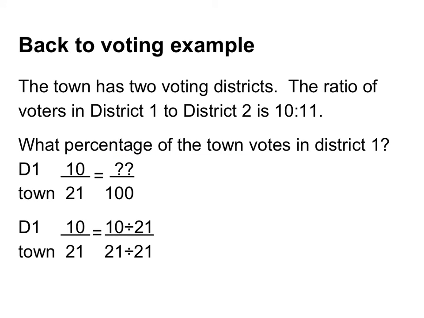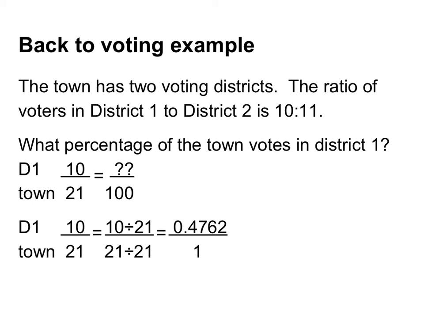So here's what I do. I start with my 10 over 21, and I divide the numerator and the denominator by 21. Now, why would I do that? I do that because it turns my denominator into 1. And once that denominator turns into 1, I can turn it into any number I want, right? So if I divide the numerator and the denominator by 21, I turn this into a fraction over 1.